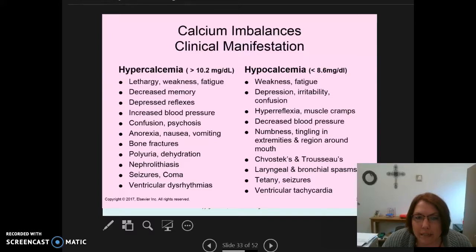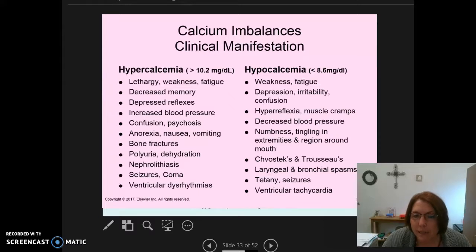Hypocalcemia will have the weakness and the fatigue, depression and irritability, confusion, okay, hyperreflexia. So with hypercalcemia, we have depressed reflexes. With hypo, we have hyperreflexia and muscle cramps, decreased blood pressure, numbness, tingling in extremities in the region around the mouth. This is a big key factor with hypocalcemia.